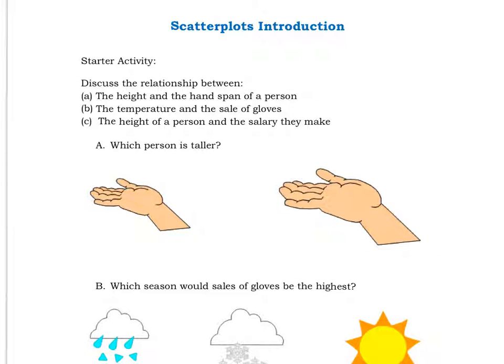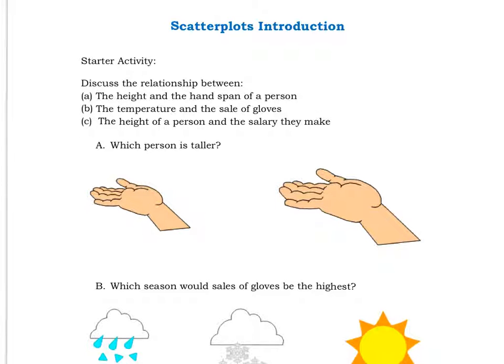Welcome to the first lesson in relationships on interpreting graphs. By the end of this lesson, you will be able to determine if a relationship exists between two variables and if that relationship is increasing or decreasing.